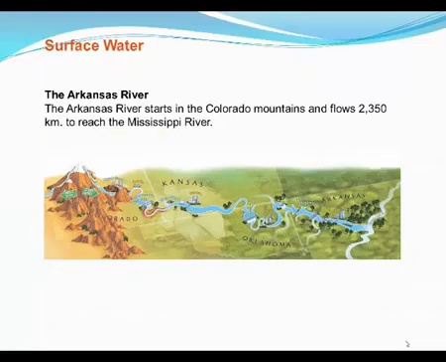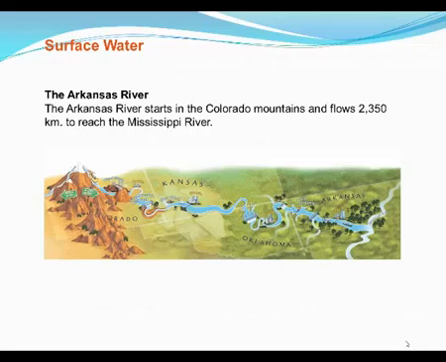Here's another example of a river system, the Arkansas River system. The divide that occurs between the Pacific Ocean's water drainage and the Gulf of Mexico water drainage occurs at the Rocky Mountains. Everything to the east of the Rocky Mountains flows downstream towards the Mississippi River and then eventually out to the Gulf of Mexico. Everything on the west side of the Rocky Mountains flows towards the Pacific Ocean.